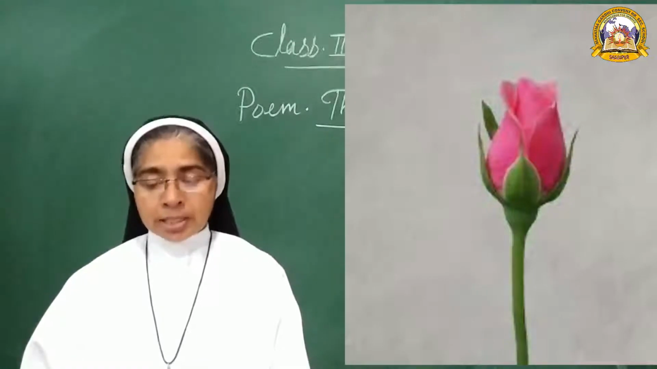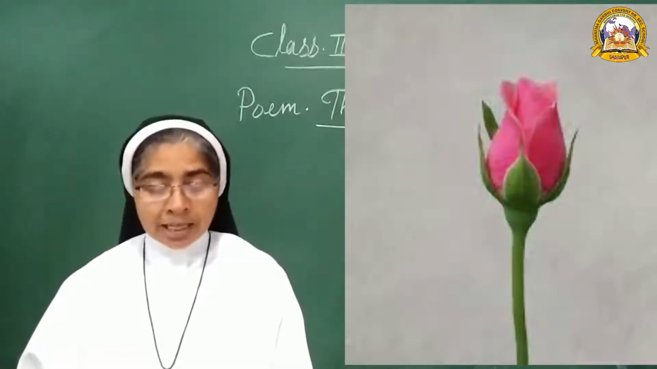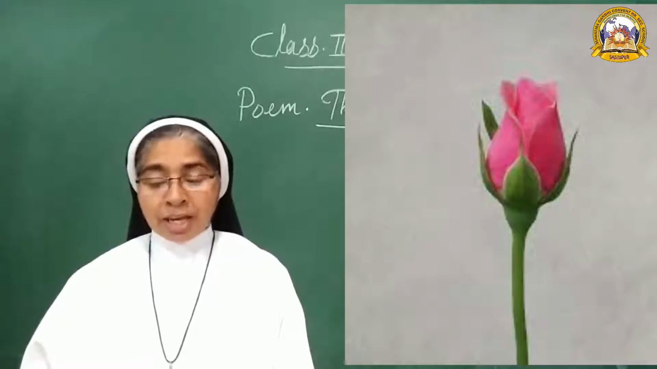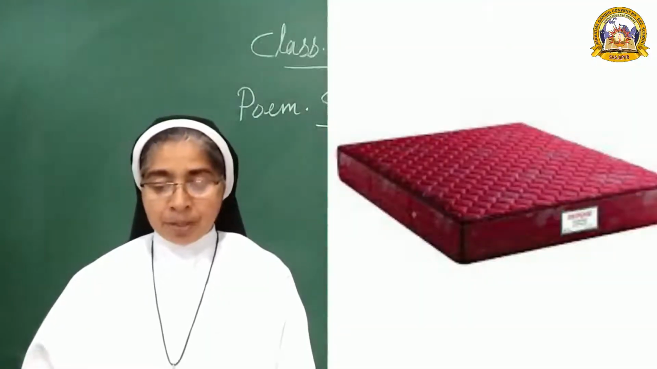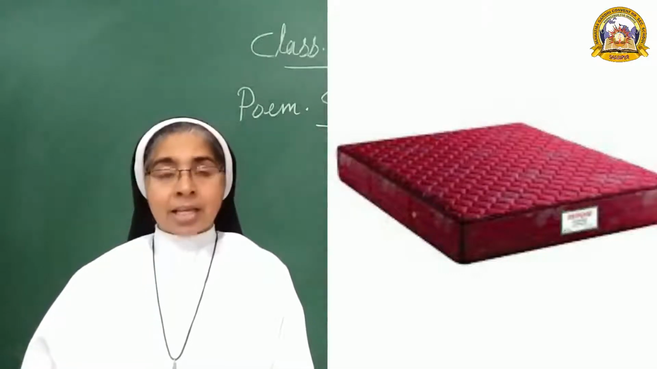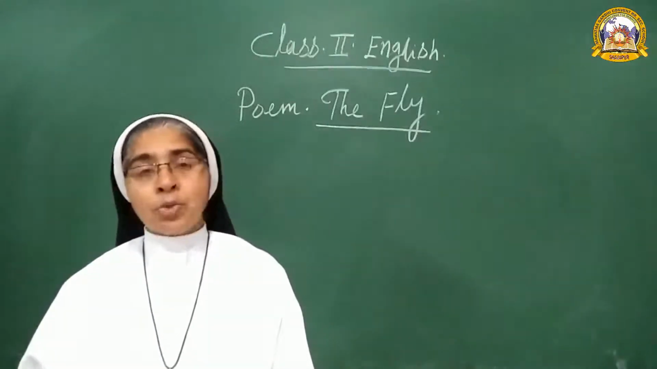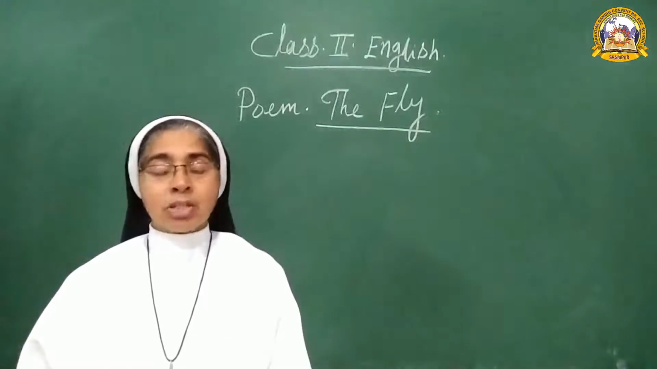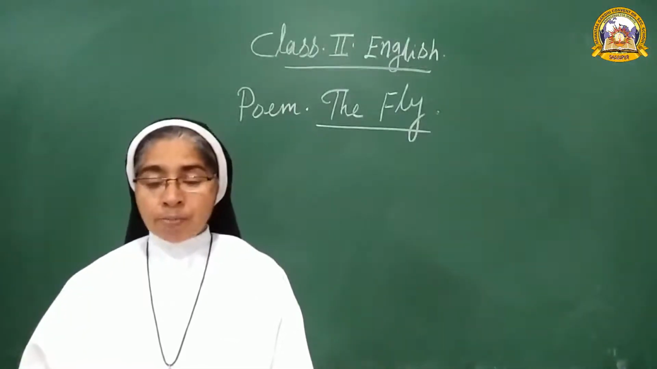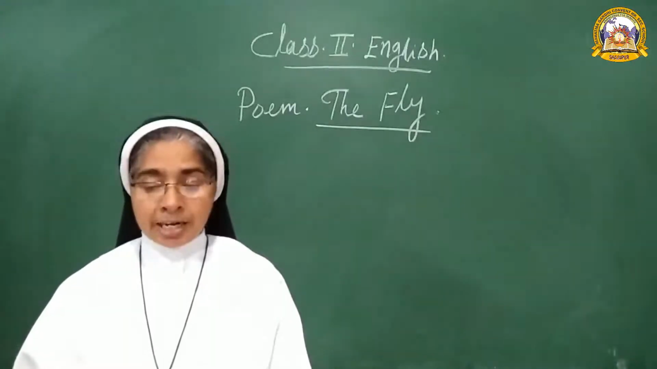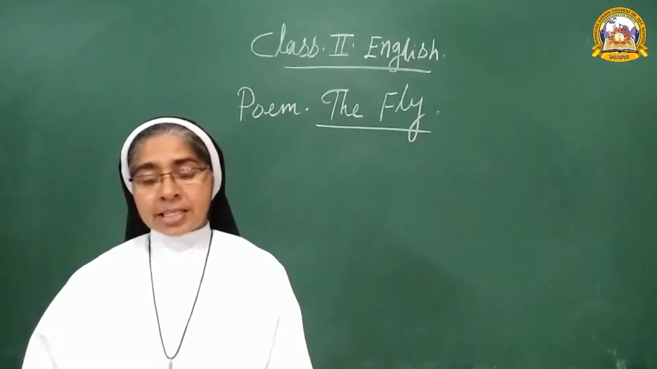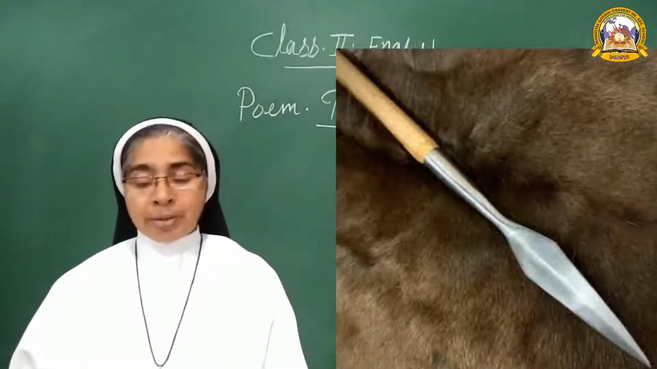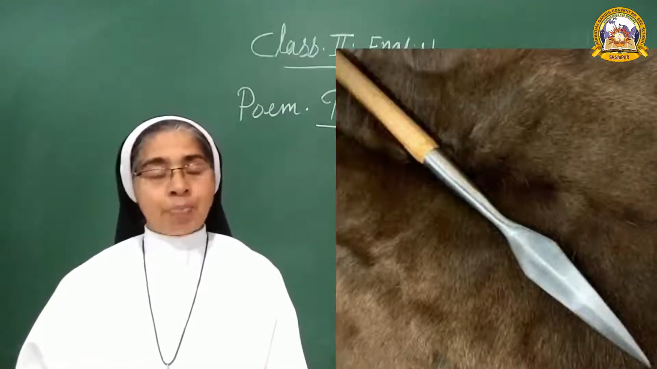How does the rosebud look to us? It is a beautiful thing to us. But when the fly sees the rosebud, it feels like a soft bed. Means for the fly, the rosebud is like a soft bed. Its prickle like a spear. Prickle means thorns. Rose plants have some small thorns. When the fly sees the thorns, how does it feel? It feels like a spear. Spear means a long weapon with a sharp blade.